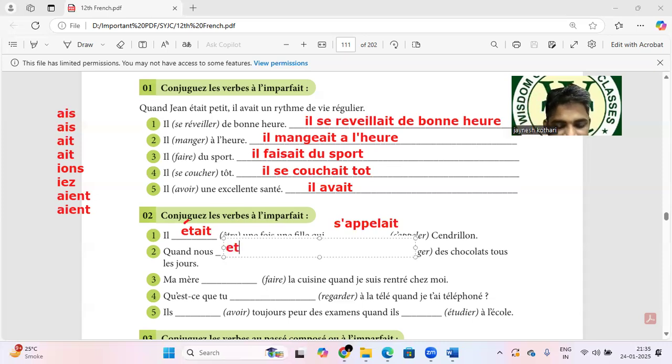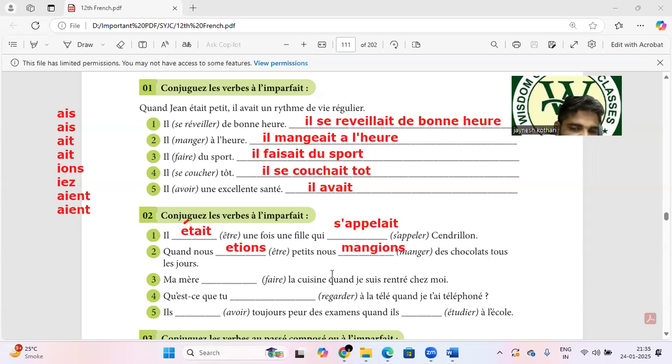Quand nous étions petits, when we were small, again, être is a complete exception. When we were small, nous mangions. The E will not come over here, okay? M-A-N-G-I-O-N-S. We used to eat chocolates every day.